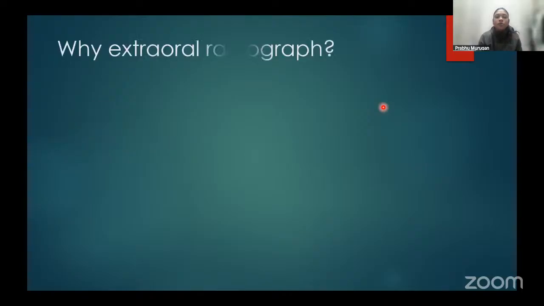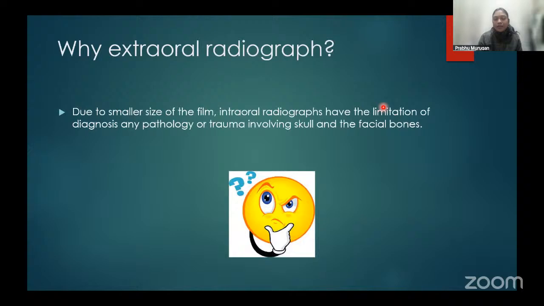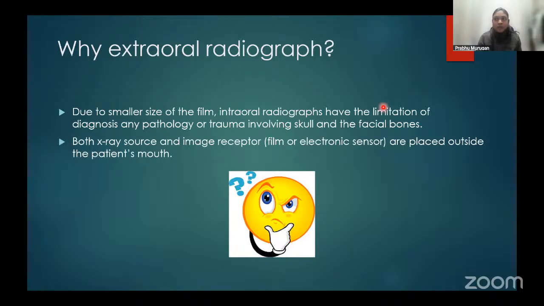So first, the reason why we need an extraoral radiograph is when you have to cover a larger area, and a small size film will not be useful to cover the large area, right? For that, we'll be using an extraoral radiograph. And here, both the X-ray source and the image receptor will be placed outside the patient's mouth. It's not placed inside, but it's placed outside the patient's mouth.